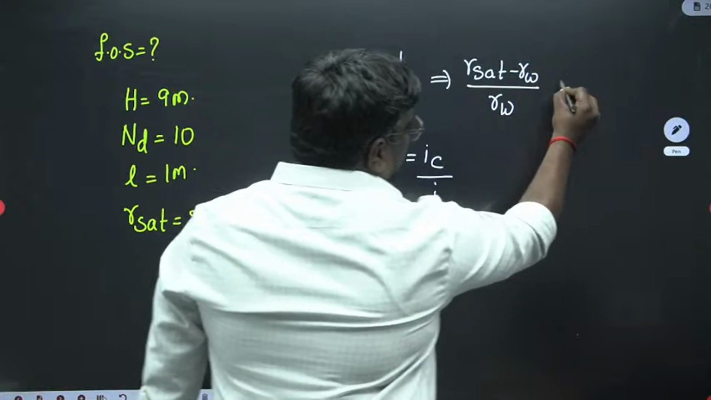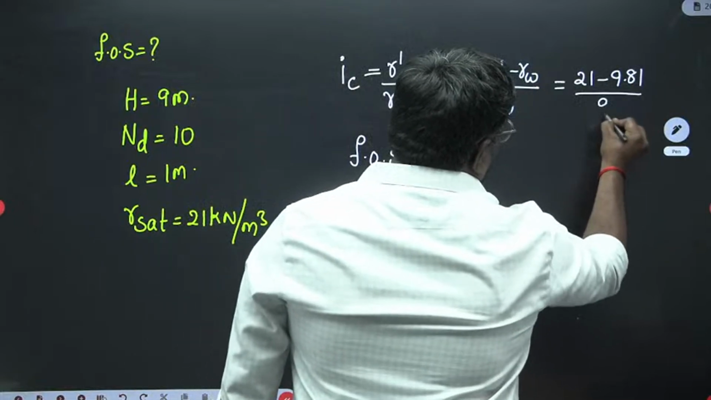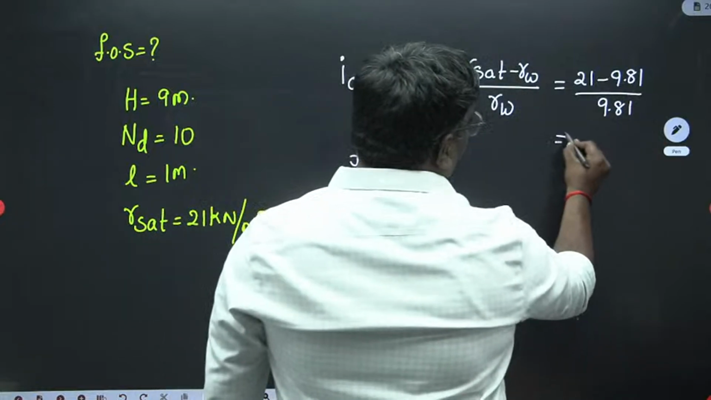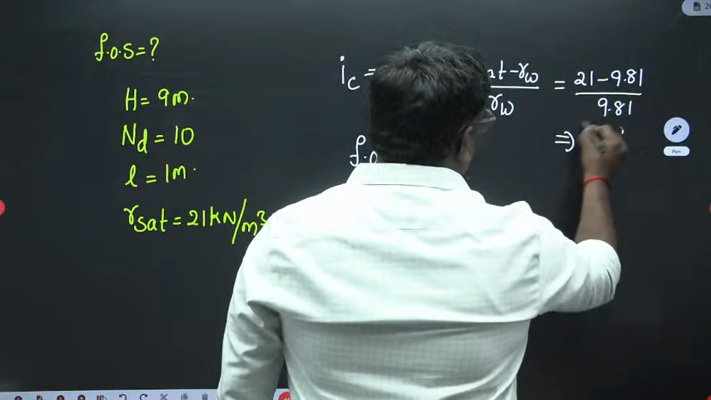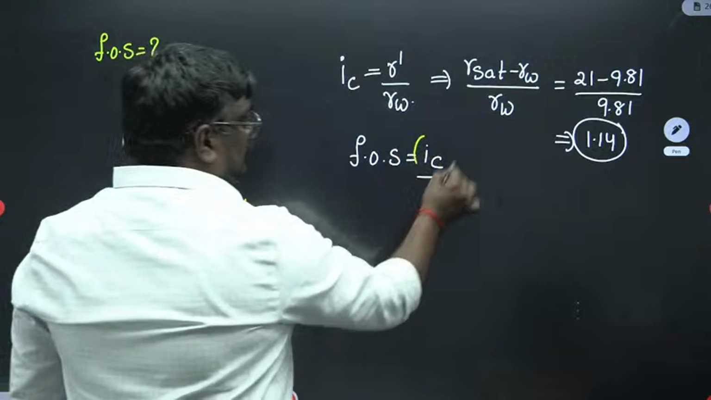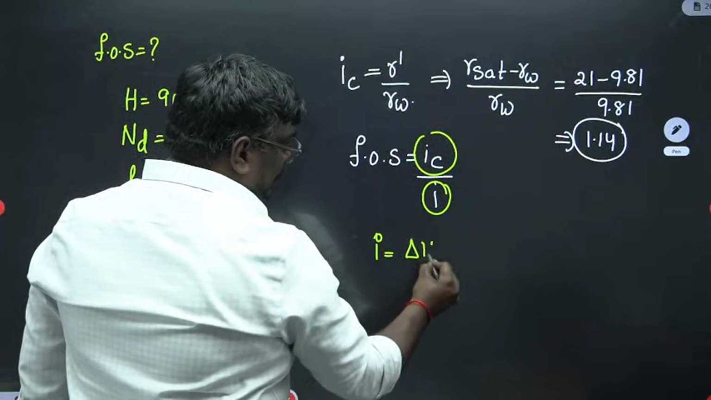So gamma sat is given as how much? 21 minus 9.81 divided by 9.81. So what is this value, students? This value you will get as 1.14. So critical hydraulic gradient is 1.14. So we have already known this. So we have to find out hydraulic gradient. Hydraulic gradient is equal to delta H by L.